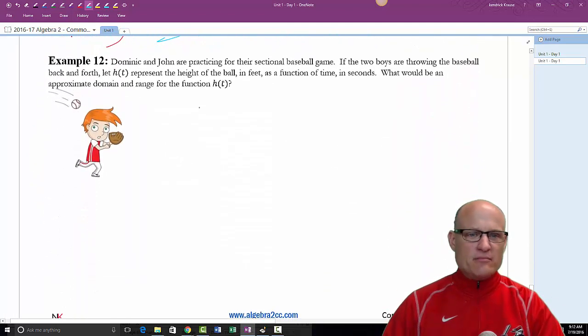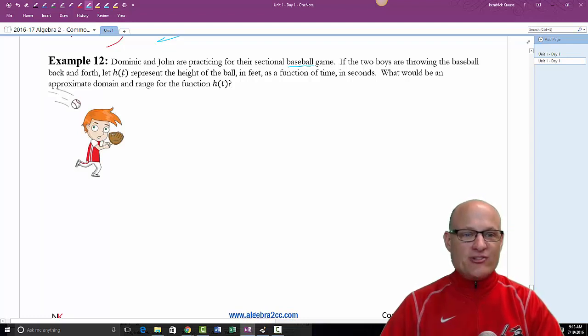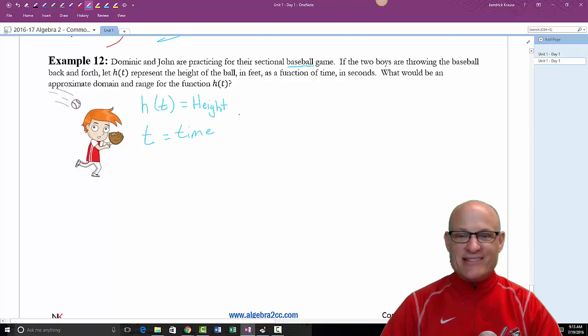All right, Dominic and John are practicing for their sectional baseball game. If the two boys are throwing the baseball back and forth, h of t, which is my range, is the height. So you've got to think about what the height would be, and t would be time. I'm going to guess this is time in seconds. Yes, in seconds. Okay. So Dominic and John are practicing for a baseball game. If two boys are throwing a baseball back and forth.